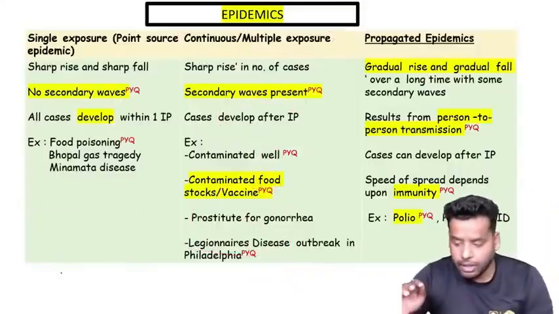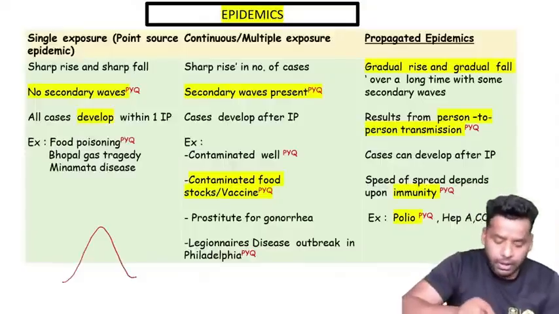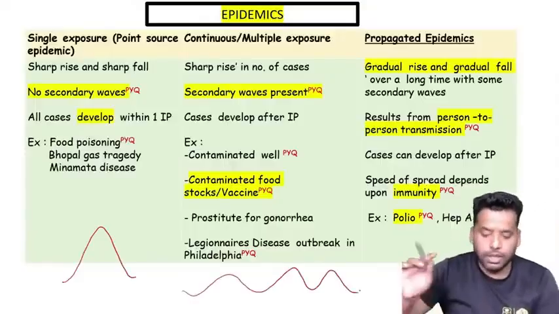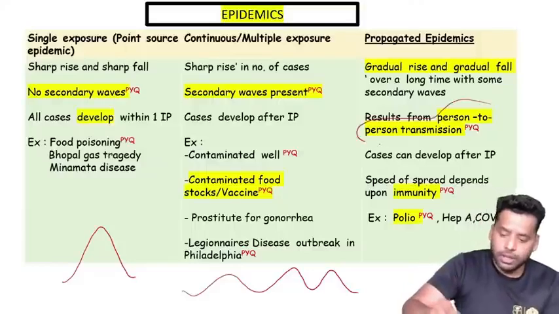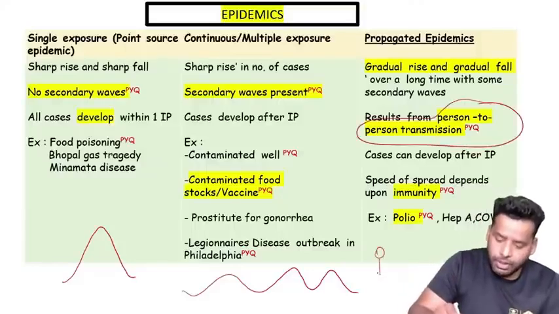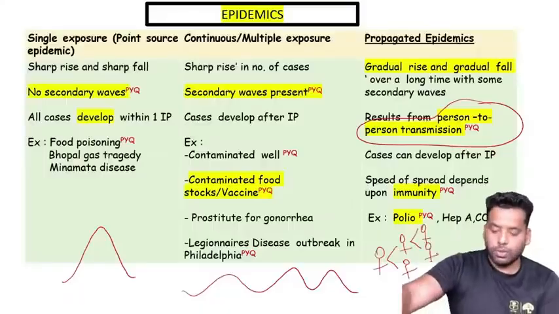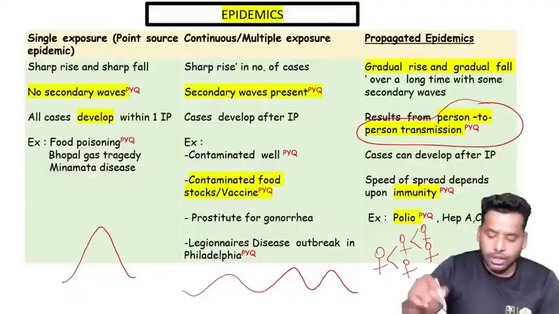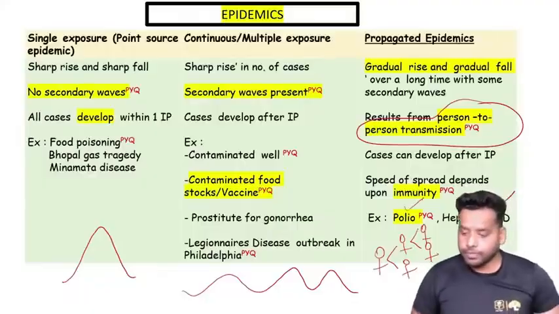Multiple exposure epidemics. Either the source is single, one wave will happen. If the source is multiple, multiple waves will happen. But if the question comes like this, person to person transmission, if they give this image in the class or in the exam, person to person transmission, what is that epidemic which happened in case of COVID, polio? What is that epidemic called as? Tell me.